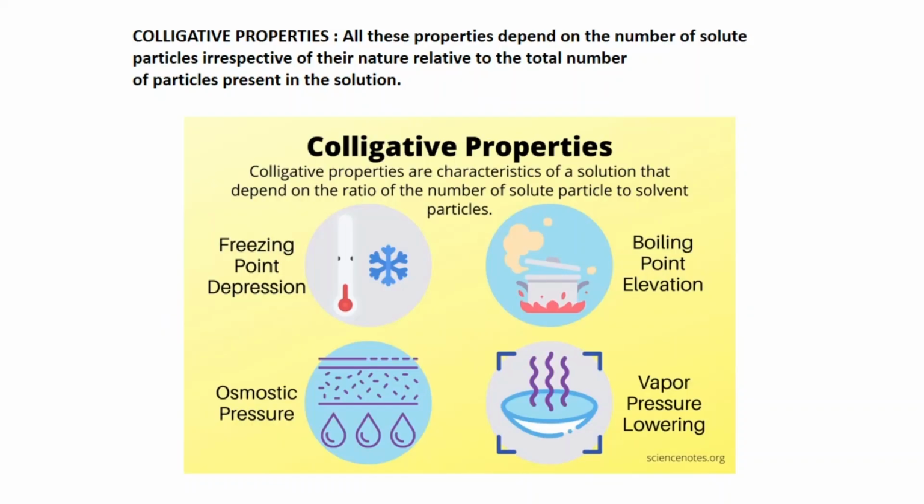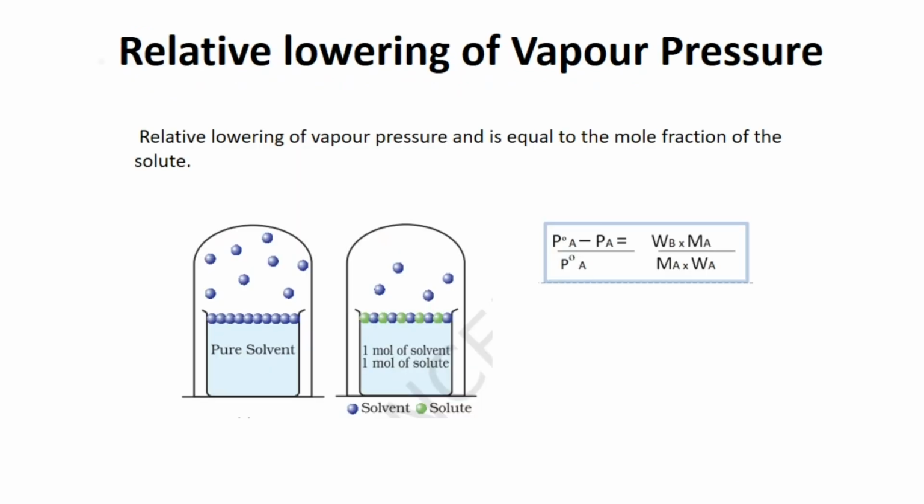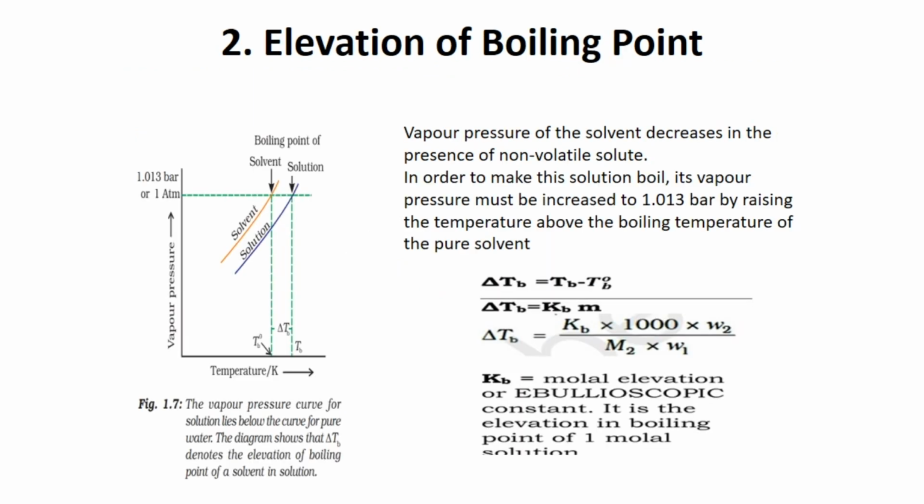We have 4 colligative properties, the properties which depend on the number of solute particles, not on the nature of the solute particles. The first one is relative lowering of vapor pressure. There is lowering of vapor pressure because of the solute particles which prevent the escaping tendency of the solvent molecules.